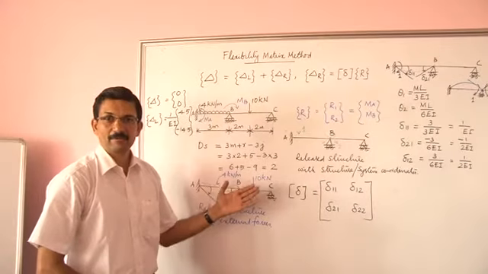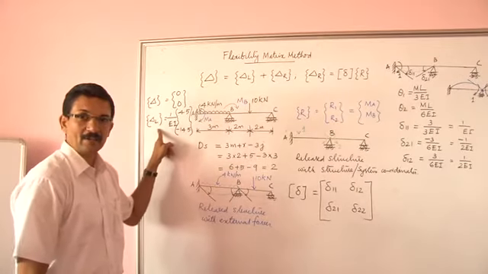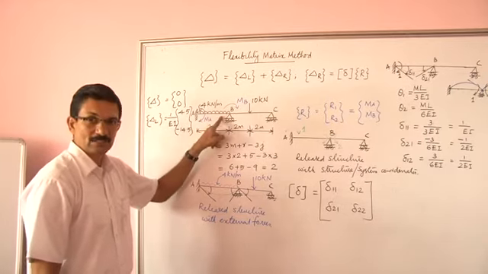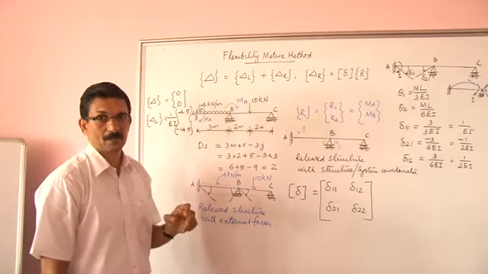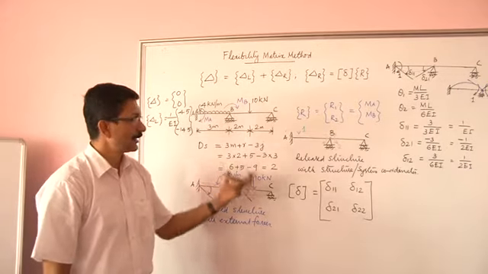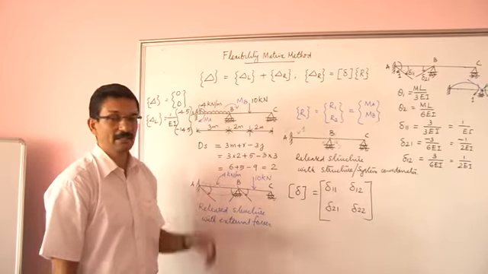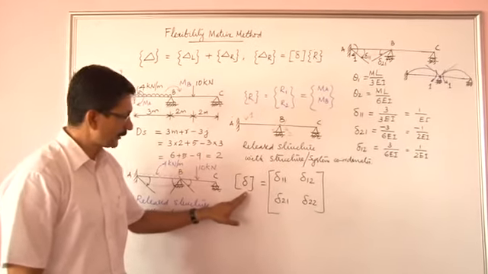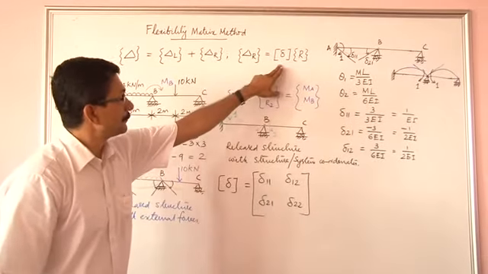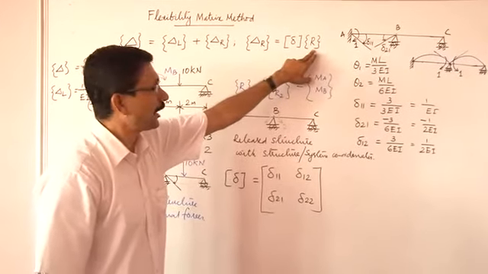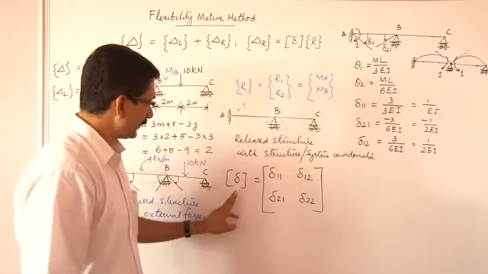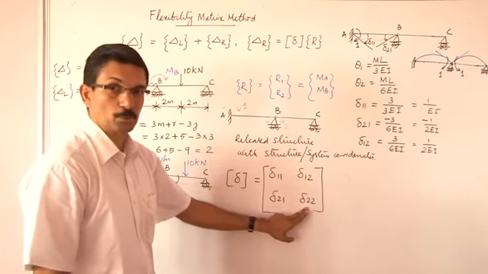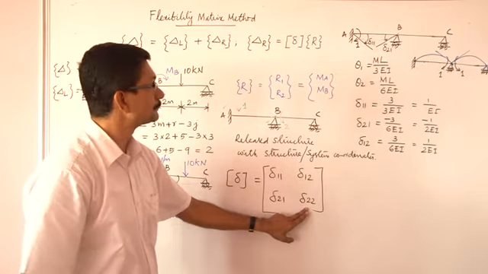So in the previous section, we have developed the delta L vector, the displacement vector, which corresponds to externally applied forces in a release structure. And now the next step in this analysis of flexibility matrix method is to develop the flexibility matrix. This matrix, the flexibility matrix, which is the multiplier of the R vector, will contain delta 11, delta 12, delta 21 and delta 22. These are the elements of this matrix.